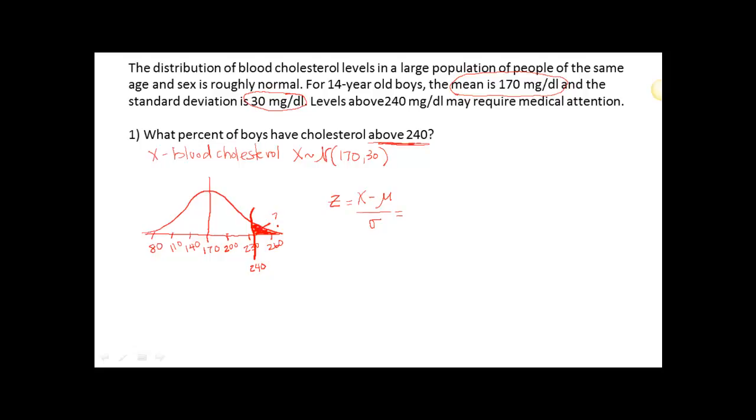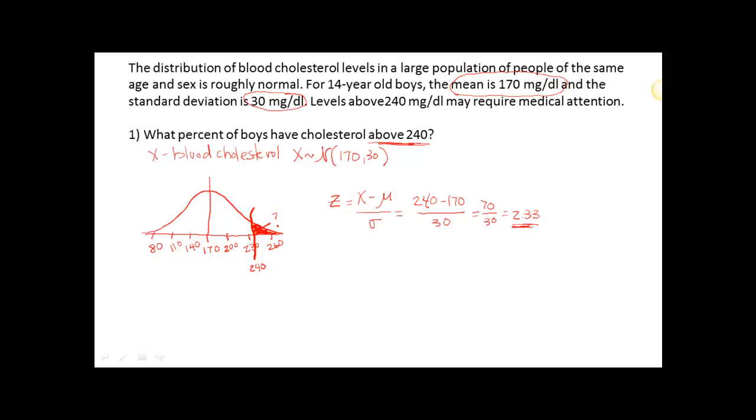So in this case, the value that I'm interested in is that 240, so I'll take 240 minus the mean of 170 divided by the standard deviation of 30. If I do that, I end up with 70 over 30, which is 2.33. So this 2.33 is called a z-score, and a z-score tells you how many standard deviations your point is from the mean. This is a positive z-score, so it says that 240 is 2.33 standard deviations above the mean.